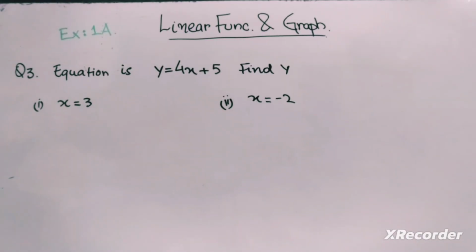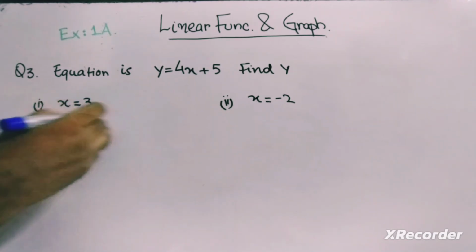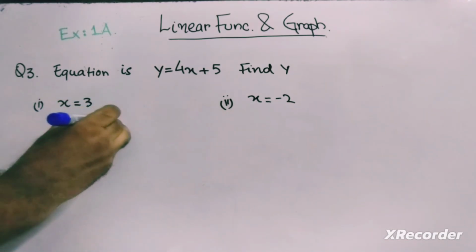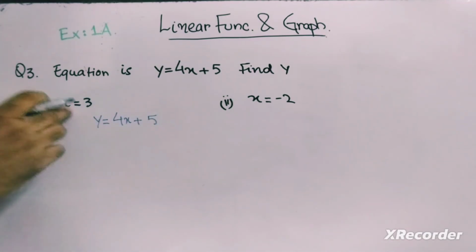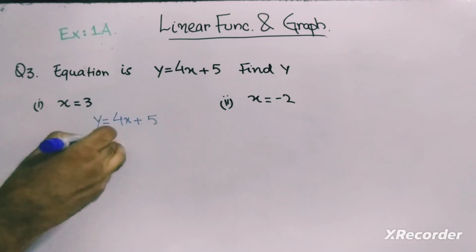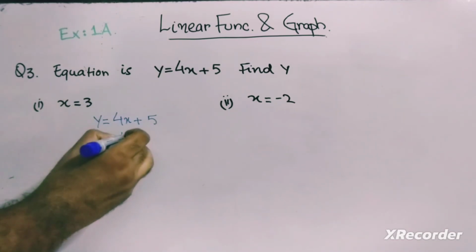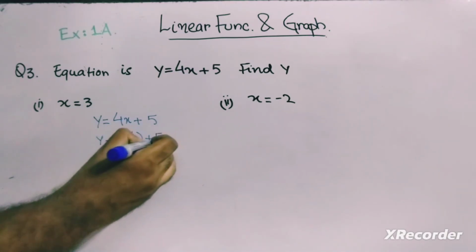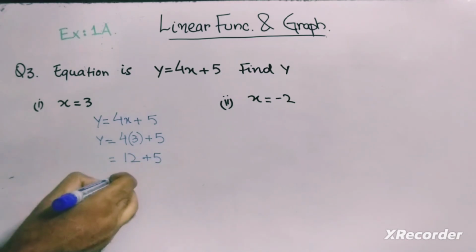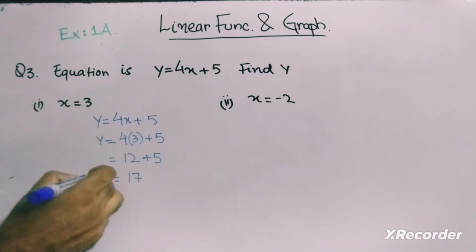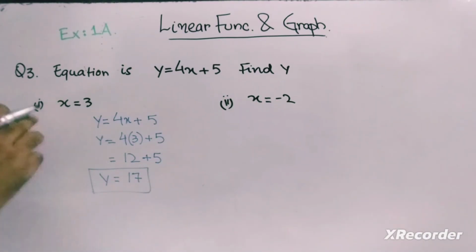Now let's quickly move to question number 3. The given equation is y is equal to 4x plus 5, then find y. The first condition is x is equal to 3. What is the equation given? We can write y is equal to 4x plus 5. Then put the value of x, that is 3, in this equation. We get y is equal to 4 times 3 plus 5. 4 times 3 is 12, plus 5, we get 17. So y is equal to 17 for the first part.